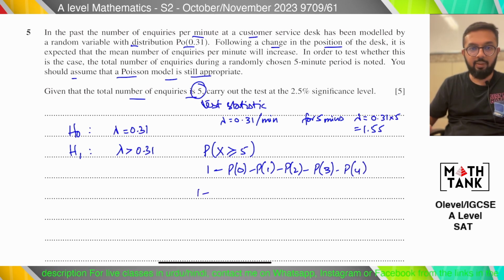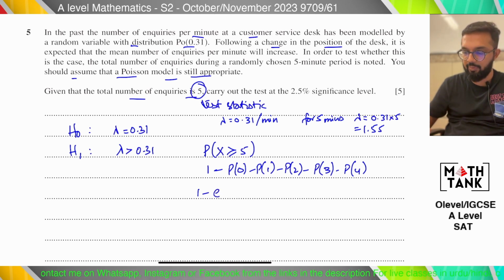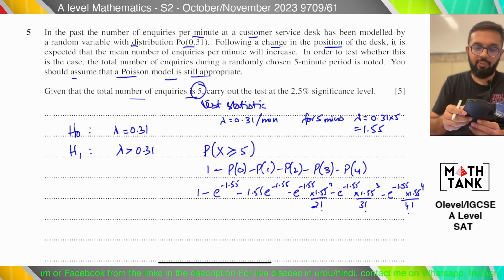I'm going to write down my expression. Let's see if there are marks for the expression as well. Yes, there are marks for the expression. So 1 minus e to the power minus lambda, minus e to the power minus lambda times lambda, minus e to the power minus lambda times lambda squared over 2 factorial, minus e to the power minus lambda times lambda cubed over 3 factorial, minus e to the power minus lambda times lambda to the power 4 over 4 factorial.